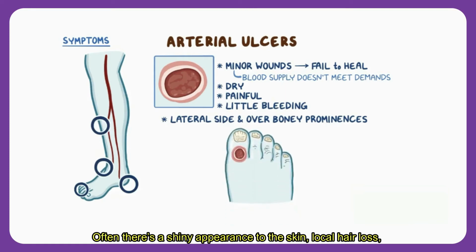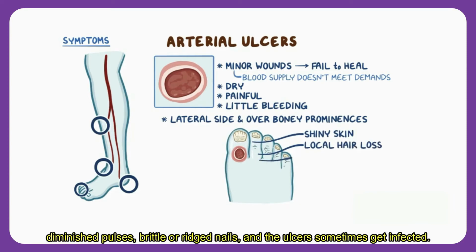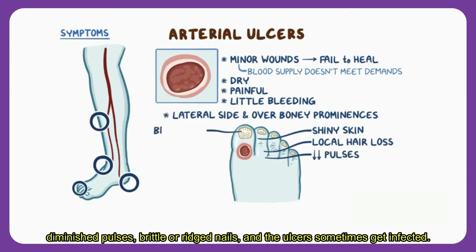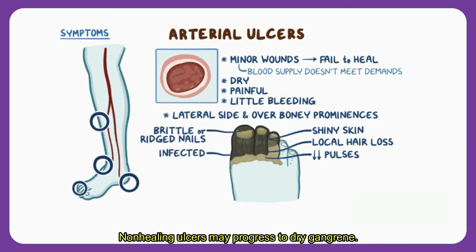Often there's a shiny appearance to the skin, local hair loss, diminished pulses, brittle or rigid nails, and the ulcers sometimes get infected. Non-healing ulcers may progress to dry gangrene.